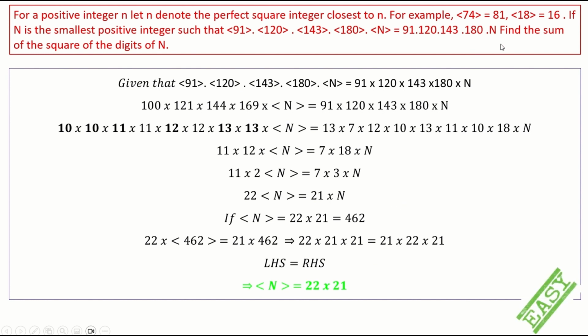Even I have made a mistake. The question is asking for the sum of the square of digits of n. So n is 22 times 21, which is 462. So you have to find the sum of the square of digits of n, and that is the answer. It's easy, but don't make a mistake like me.